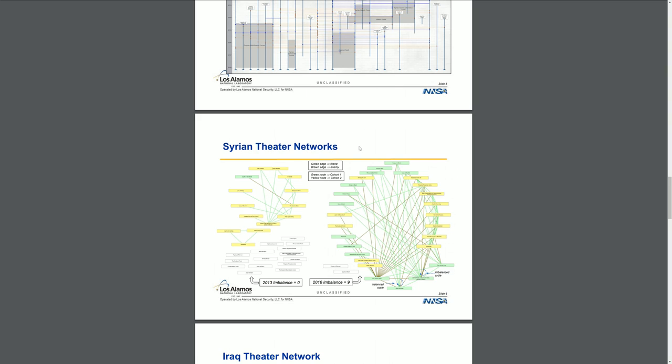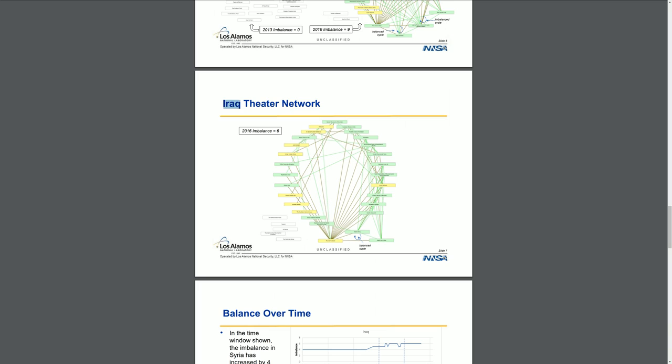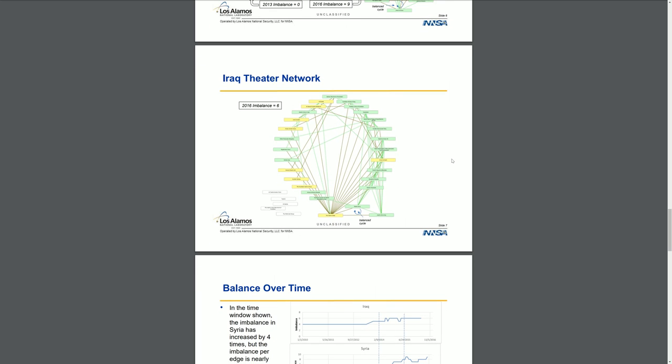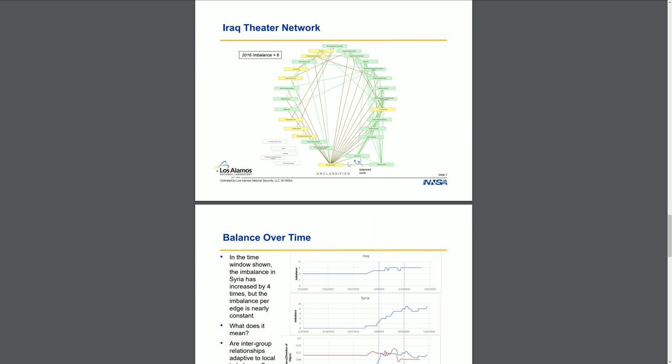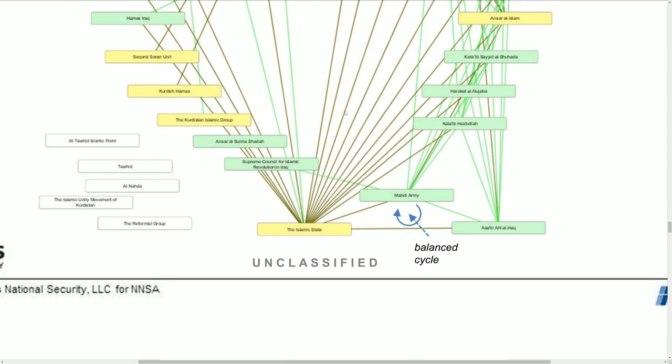Syrian threat network. Oh my gosh. Yeah, a lot of things. Iran. Theater, they call it theater here. Iraq theater network. This is, I show you something you've probably never seen before, but this is real. I could even zoom in, you know.